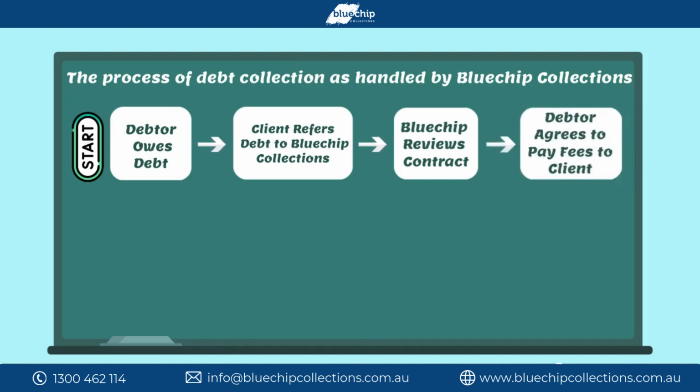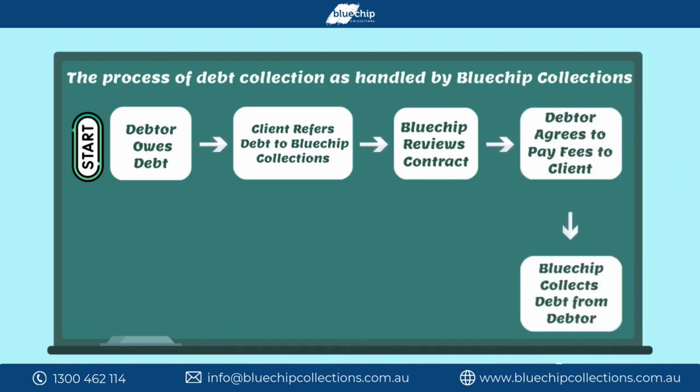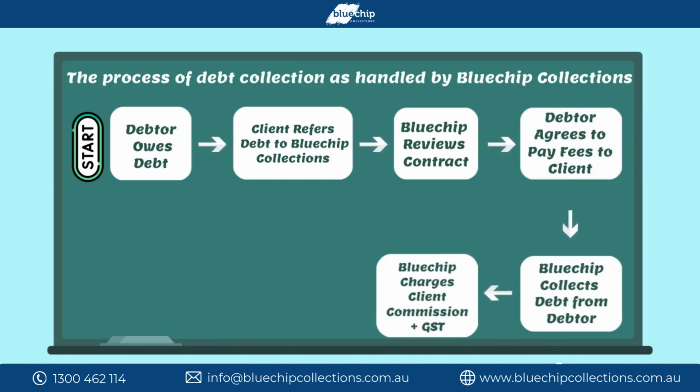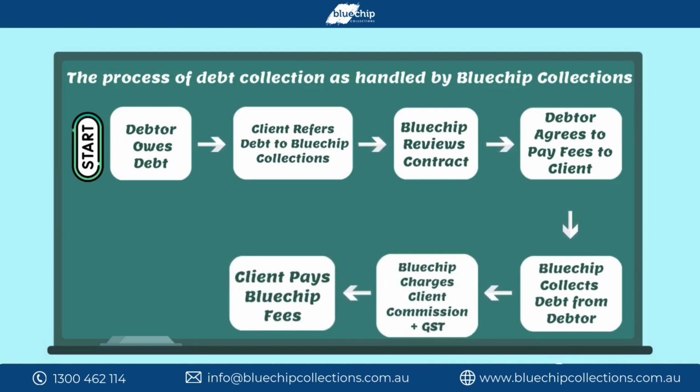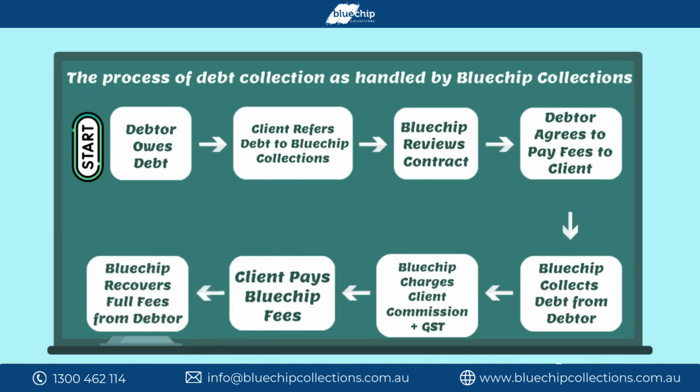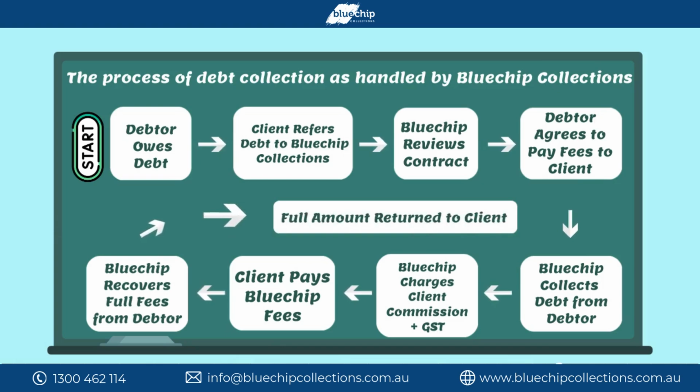Once we confirm from the contract that the debtor has agreed to cover any incurred fees, Bluechip begins collecting the debt amount from the debtor. Next, Bluechip charges the client for the commission and any GST on the debt collection as the client is responsible for paying Bluechip's fees as per the agreement. Then, Bluechip attempts to recover the collection fees on behalf of the client from the debtor. Lastly, the total amount, including the fees, is returned to the client. This flowchart outlines the process, showing how Bluechip collects debts, charges the client, and attempts to recover the full fees on the client's behalf from the debtor.